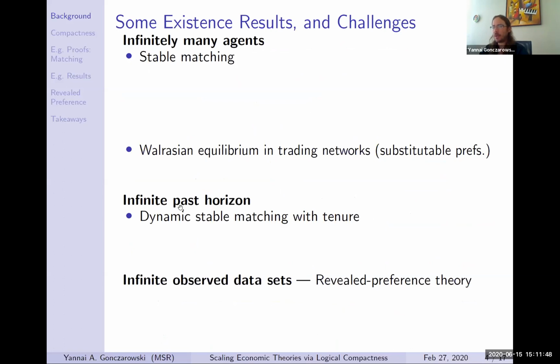So we're going to prove a lot of things today. Let's focus on a few settings that we all know and love. Infinitely many agents: we're going to talk about stable matchings, we're going to talk about Walrasian equilibrium in trading networks. Infinite past horizon: we're going to talk about dynamic stable matchings with tenure. And infinite observed data: we're going to talk about revealed preference theory, of course.